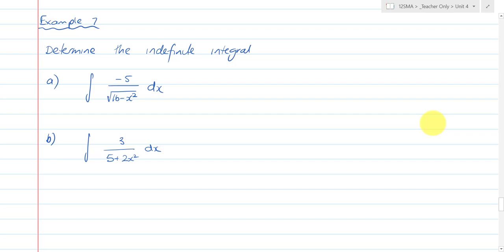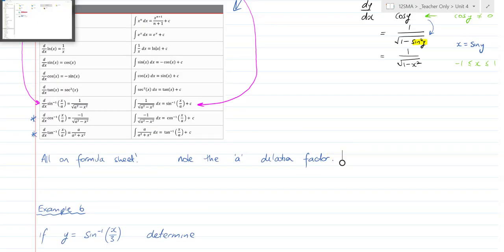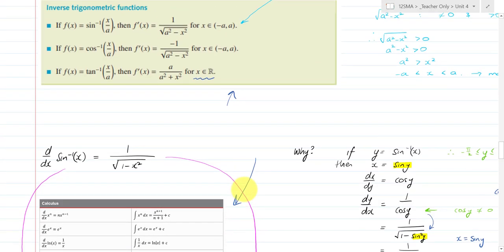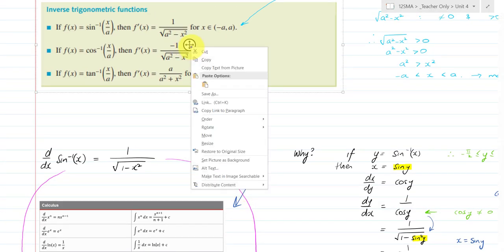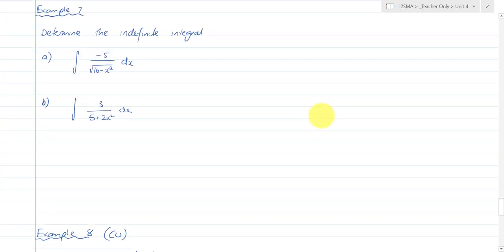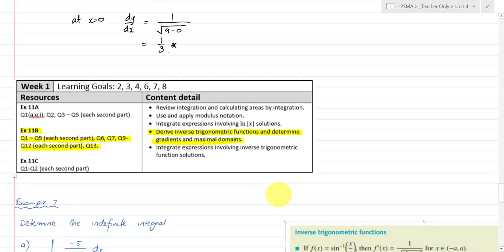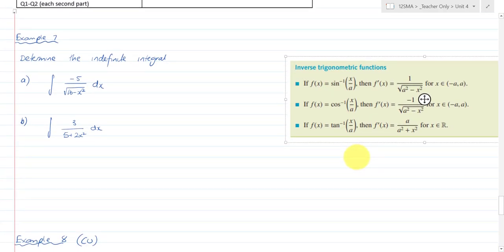So you remember here that we've got some rules. Actually I've got a nice copy of them here, which is from the Cambridge textbook. So if I take these down, and basically we're just applying these rules, that's all we're doing. It's nothing super special. You'll have these on your formula sheet.